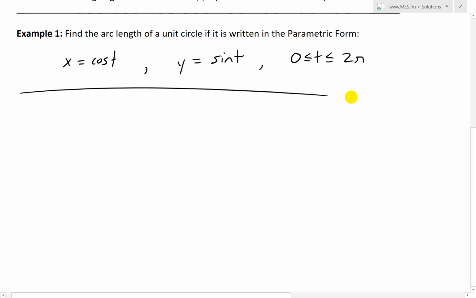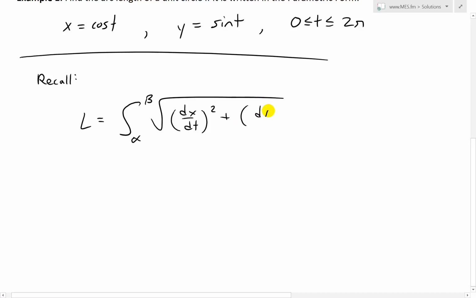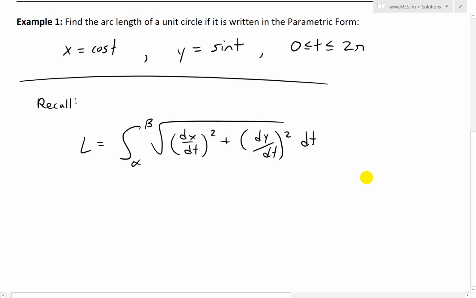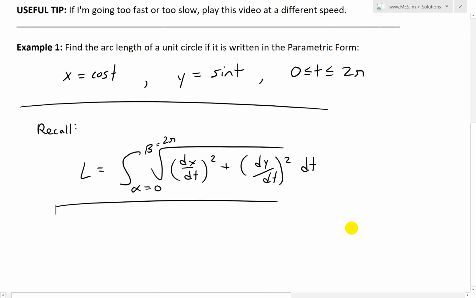But now if we want the arc length, then basically what we get is a unit circle, or a circle with radius r. So to solve for the arc length, recall from my earlier videos that the arc length is equal to the integral from alpha to beta of the square root of dx over dt squared plus dy over dt squared, and then dt. In our case, t is between 0 and 2 pi, so this equals 0, and this equals 2 pi. That's the range.